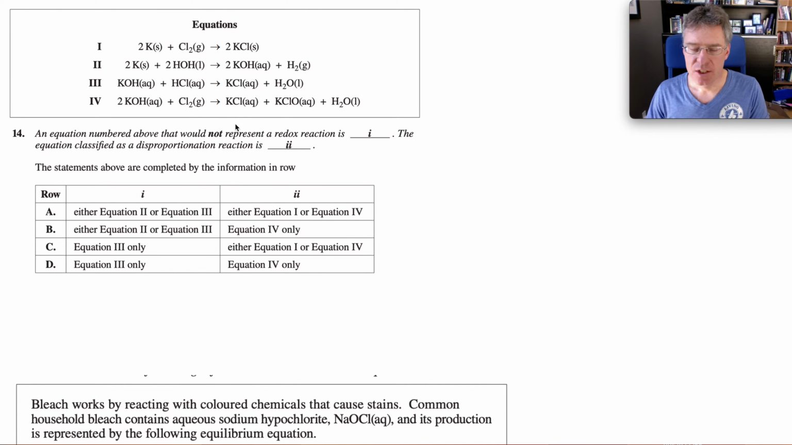The last bit that I haven't touched on yet is disproportionation. So that's why I pulled out these last few examples. So don't read the box first. Always jump down to the question, or sometimes scan the answers. An equation numbered above, that would be not redox. So we have to find something that is no change in oxidation states, is one of the I answers, and the disproportionation is the double I. So for the not redox, we're looking at 2 or 3, 2 or 3, or 3 only. So there's no point looking at 1 or 4 as being not redox.